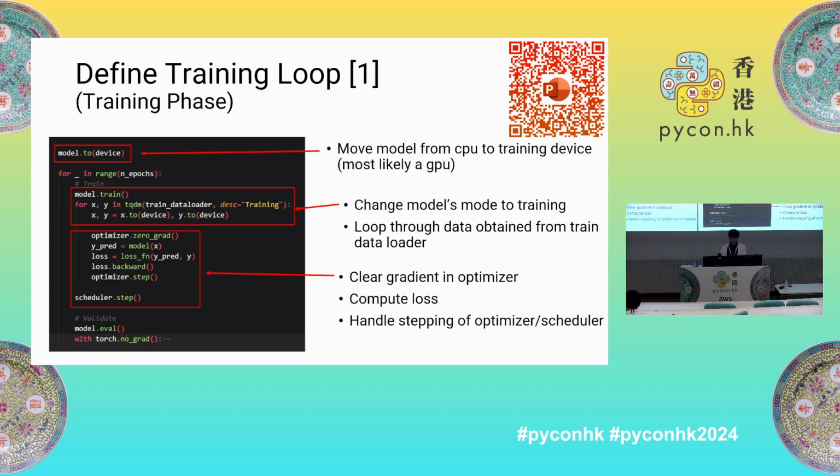And finally, we set up the training loop, which runs for some number of epochs, covering both training and validation phases. On the screen, we see the code for the training phase. First, we move the model to the training device, typically a GPU, and switch it into training mode. And inside the loop, we feed in batches of data from the data loader. And for each batch, we clear the gradients in the optimizer, compute predictions and loss, and backpropagate the errors and update the model parameters.